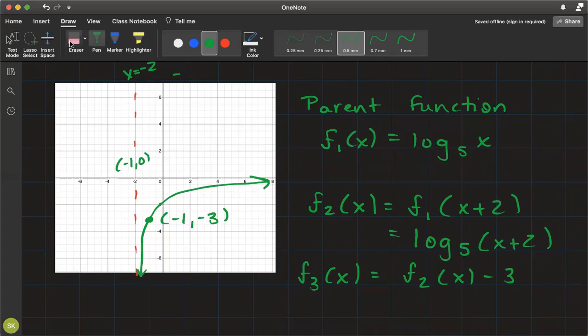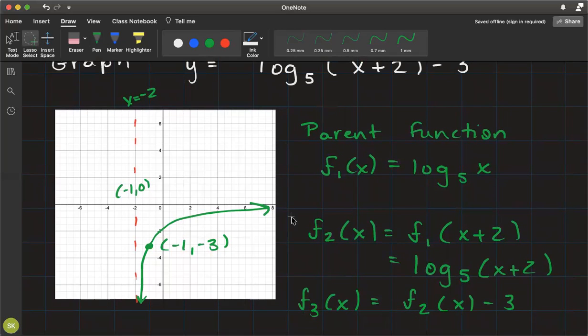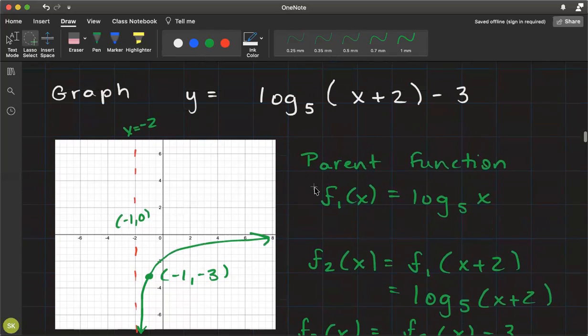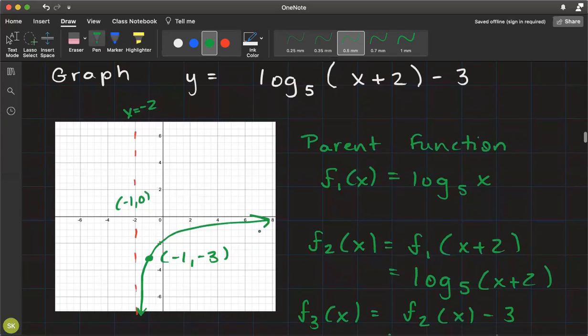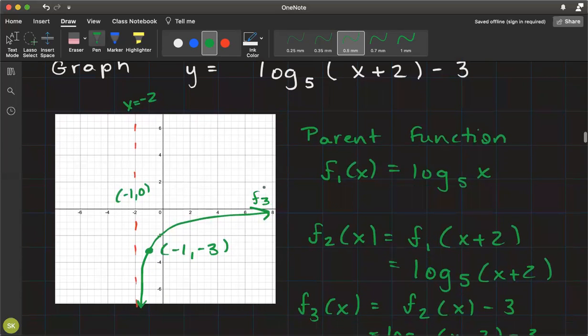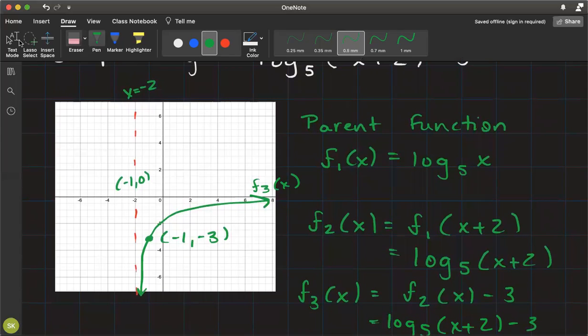Remember, this is just a sketch. It gives me a good idea of what the domain, the range is, and things like that. Now, I do want to write out what the domain is. By the way, this last function, f3 of x, is this function y, because if I subtract 3, I get log base 5 of x plus 2 minus 3, which is the original function that I wanted to graph. So this function f3 of x is actually the function y. So I'm done. I don't have to do anything else to graph this. But what I want to do is talk about the domain.